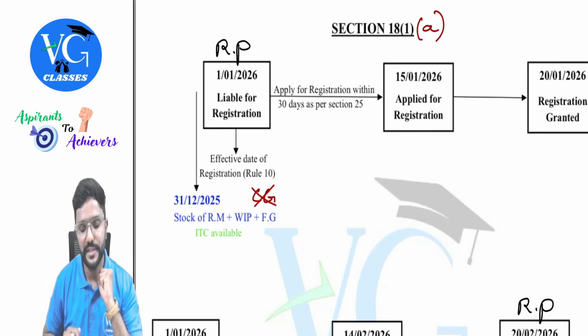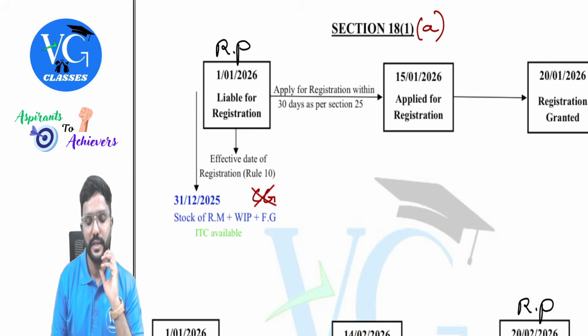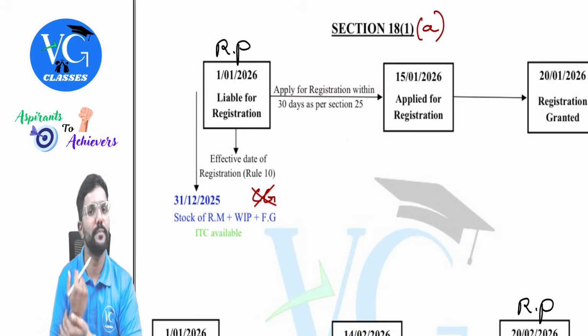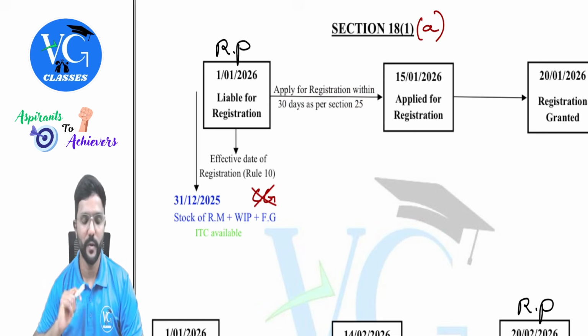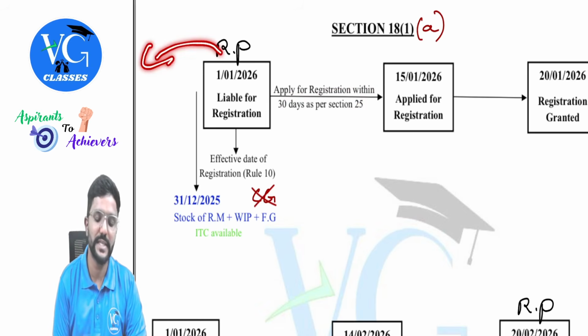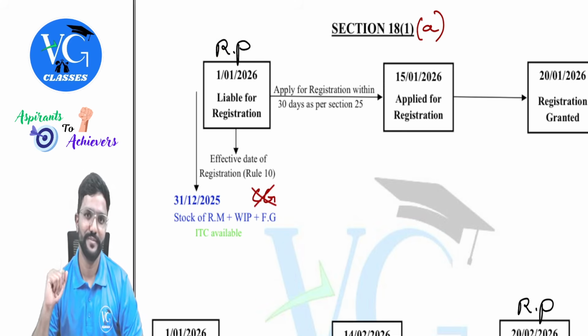So listen, guys. I am called a registered person only from 1st January. Anything I purchase on or after 1st January, I can claim the credit, because on my outward supply I am liable to pay GST, and on my inward supply I can claim credit. But anything which I purchased before 1st January, I am not supposed to claim credit because I am not registered, hence my output tax is 0.